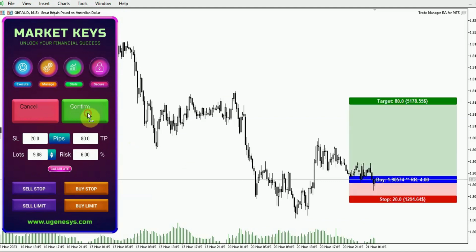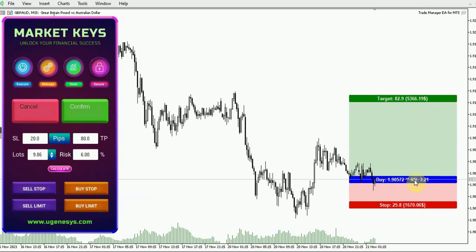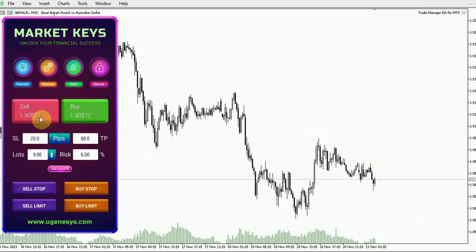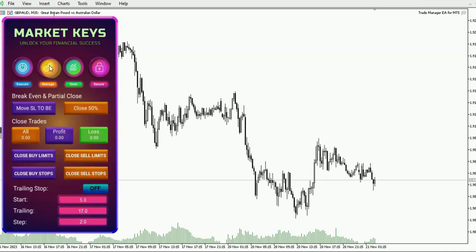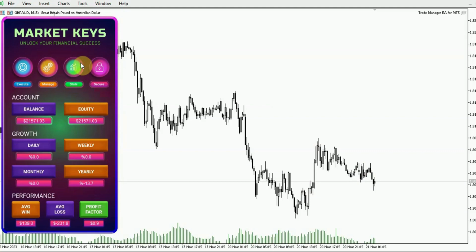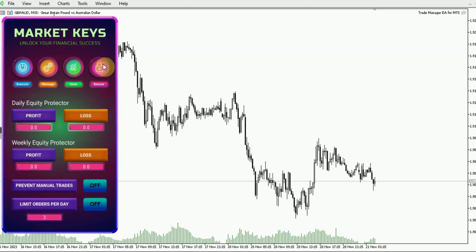Clicking on buy unveils this graphical representation on the chart, and here you can fine-tune and adjust your stop loss, your target, as well as your risk to reward ratio. And in addition to our execute tab, we also have our manage tab for handling trades, our stats tab for monitoring trades, and our secure tab to prevent you from overtrading.